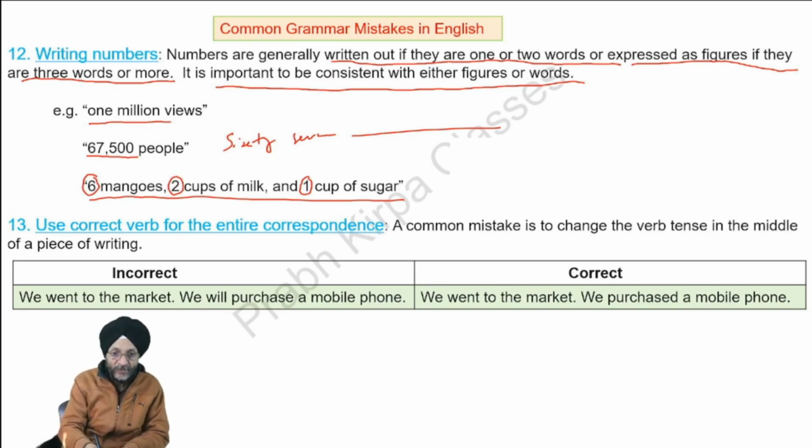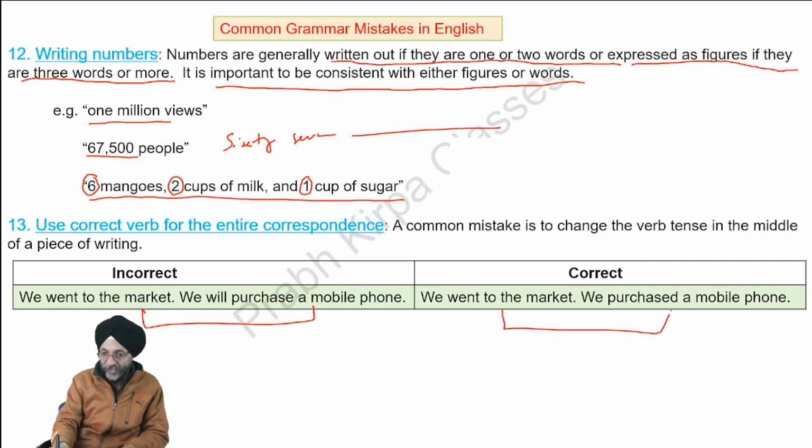Next, use the correct verb tense for the entire correspondence. Sometimes we make mistakes while we write a sentence. For example, we went to the market, we will purchase a mobile phone. We are talking about the past. So the correct sentence will be we went to the market, we purchased a mobile phone, or we went to the market and purchased a mobile phone. So we have to make use of the verb tense as it has been used in the first part, the past tense.